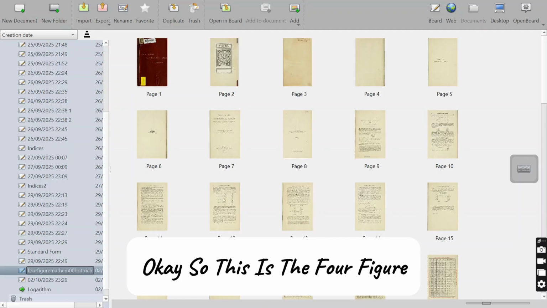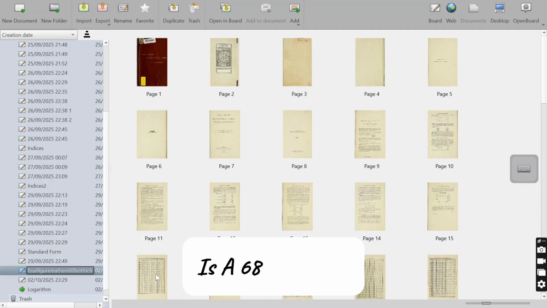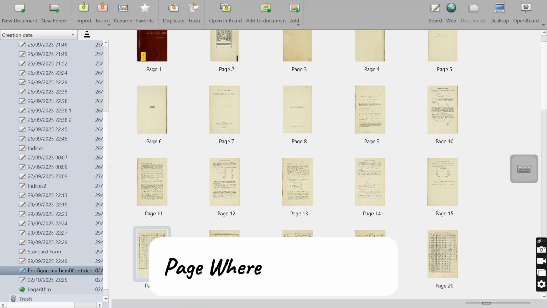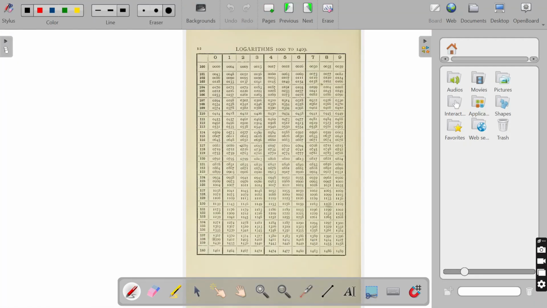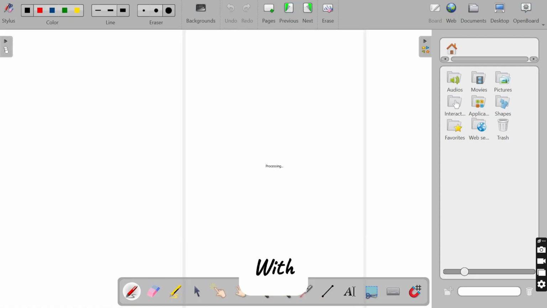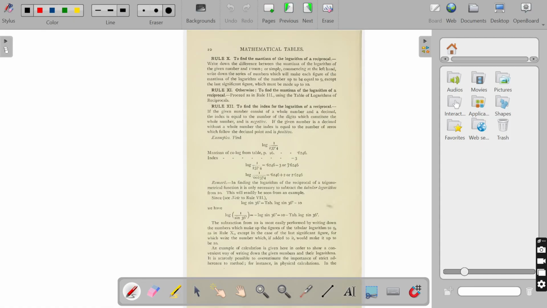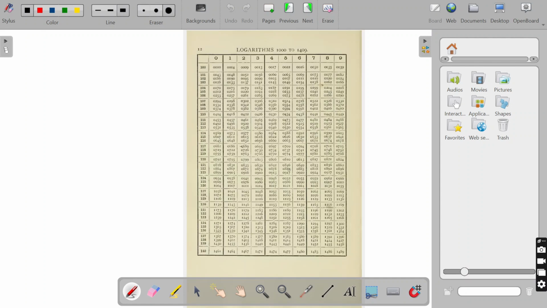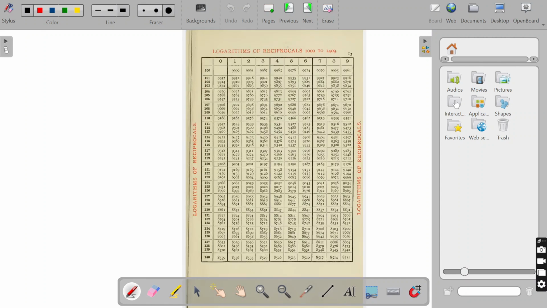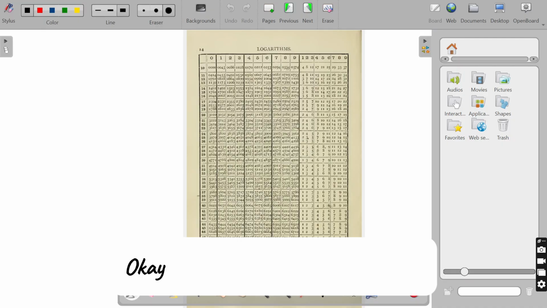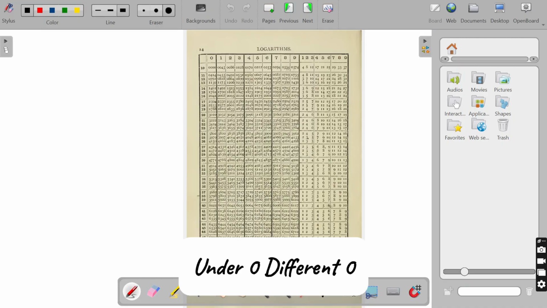Okay, so this is the 4-figure table. This is what it looks like. This is a 68 page, but I will just go to the page that we need to work with. Okay, so the question again was log of 3.7.